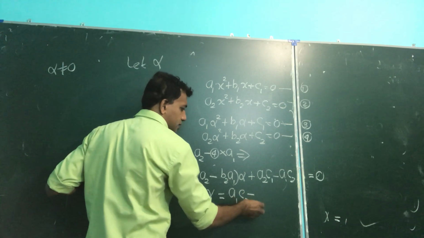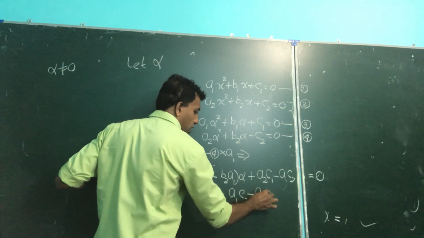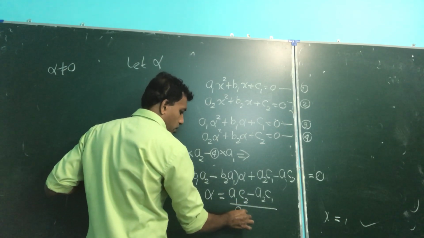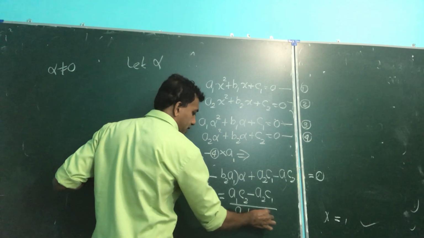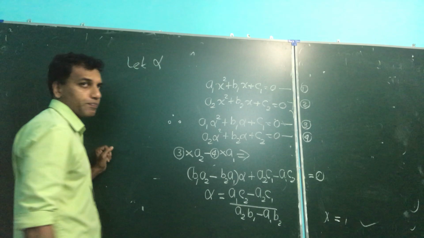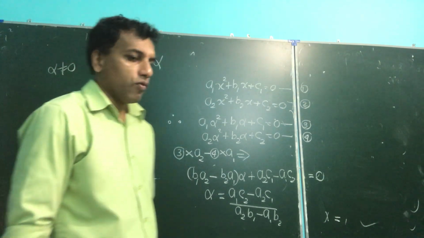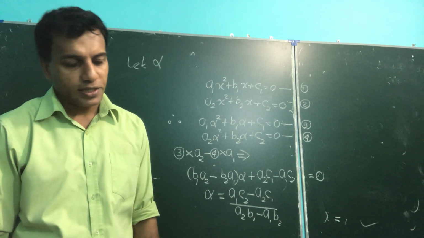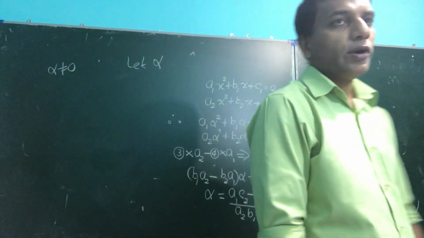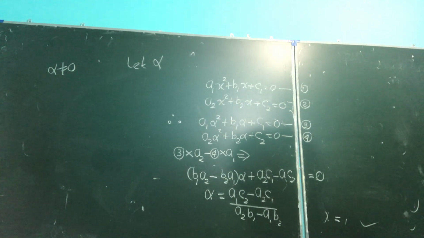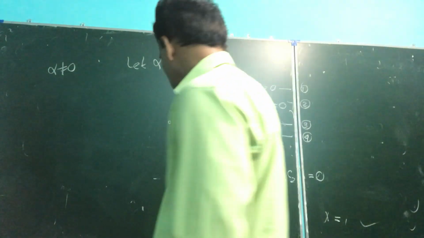Therefore alpha equals a1c2 minus a2c1 over a2b1 minus a1b2, right? This is alpha. One method I derived is alpha. So any common root is the method. You take the common root as alpha or beta or lambda, whatever, and connect both. You can get an answer.